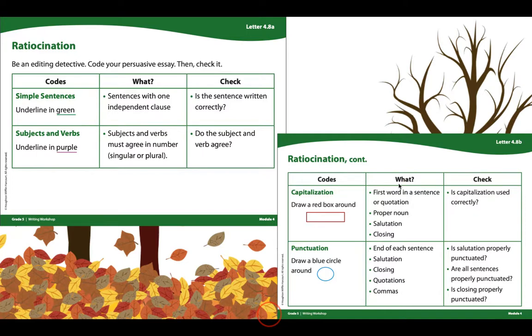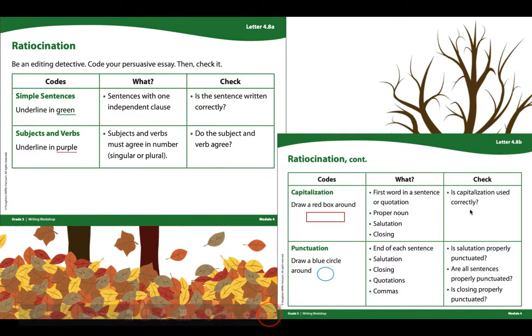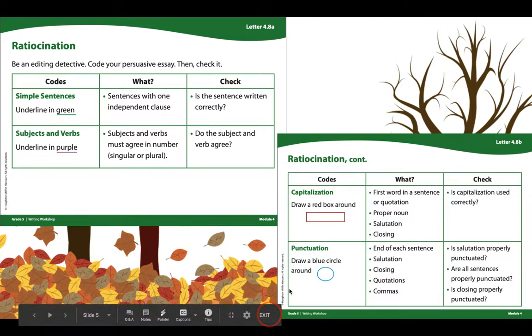After you've put a red box around each capitalized letter, you want to ask yourself, is this capitalization used correctly? If the capitalization is used correctly, then there's nothing that needs to be done. But if you have capitalized a word that doesn't need to be capitalized, go ahead and make the corrections and make it lowercase. You want to do this through your entire letter.